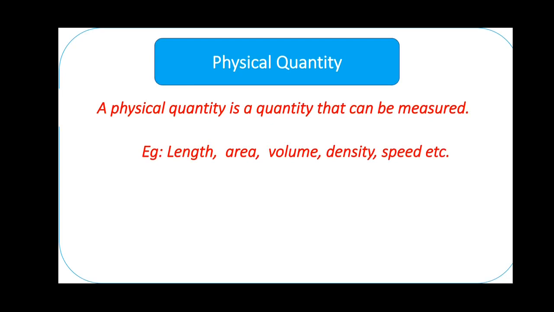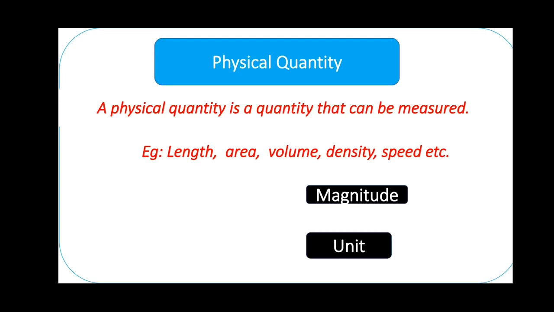Among the mentioned examples, we know already that length is a fundamental physical quantity and all others are derived physical quantities. That means area, volume, density and speed are derived physical quantities. To express physical quantities, a magnitude and a unit are required. Now, what is magnitude? Magnitude is the number of times the unit is contained in the quantity.